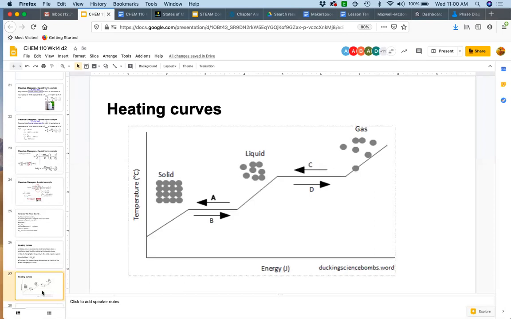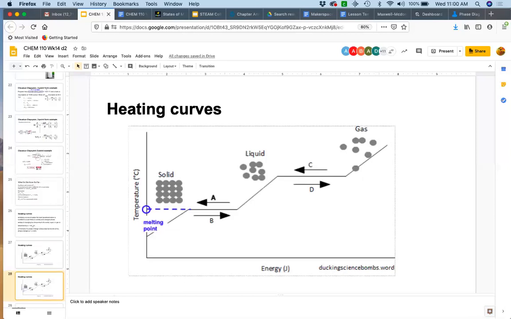So we're going to take this apart and look at a couple of features of this heating curve. So the melting point is the temperature at which my solid starts to become a liquid. You can typically measure melting point for most solids, so you can heat them and observe the point at which the solid becomes a liquid. That's what's referred to as the melting point, and it has a specific temperature associated with materials.